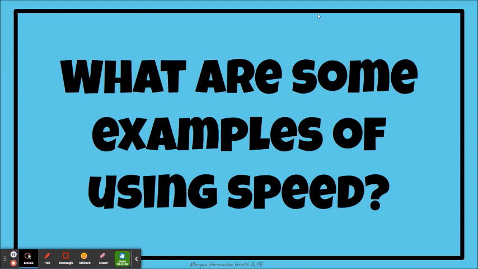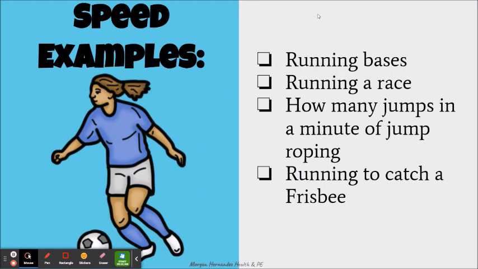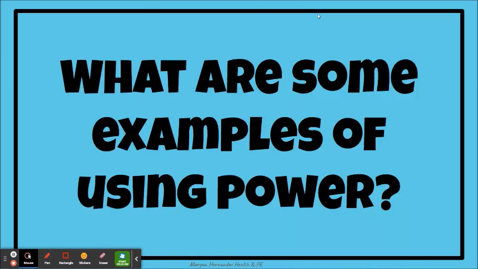What are some examples of using speed? Well, it could be running bases in baseball or kickball, or running a race. How many jumps you do in a minute of jump roping can also improve your speed, and also running to catch a frisbee. There are many more examples of speed, and you will learn more about them in upcoming lessons.